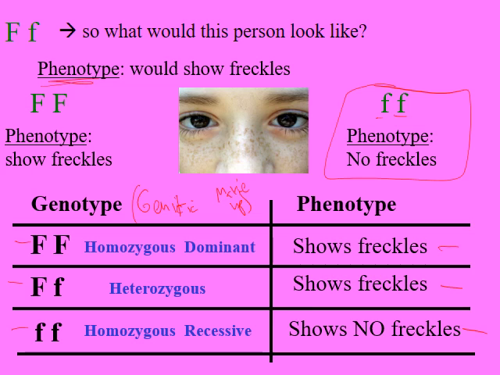Now, terms you're going to have to learn. When it's two dominant alleles, we say it's homozygous, meaning the same. Dominant. Homozygous tells you they're the same. Dominant tells you they're both capitalized letters. When they're both lowercase letters, they're still homozygous because they're, again, the same. But now they're homozygous recessive. Recessive meaning both lowercase letters.